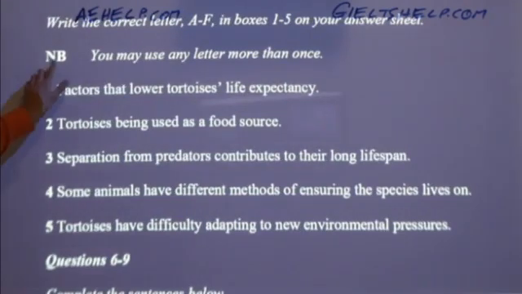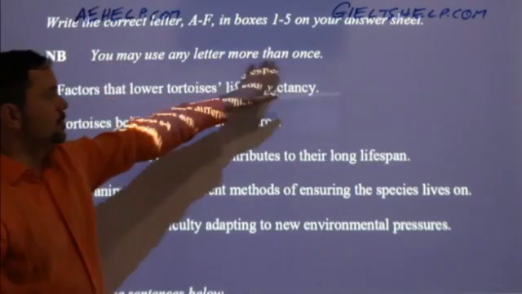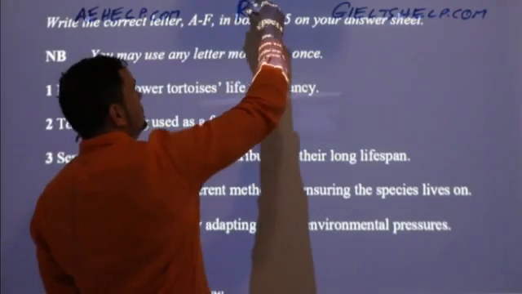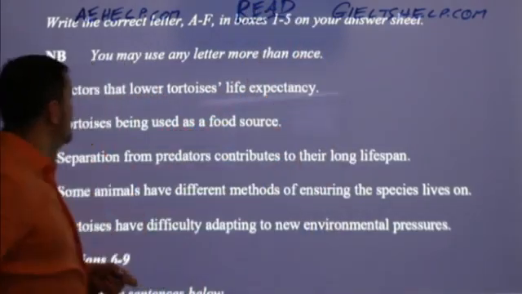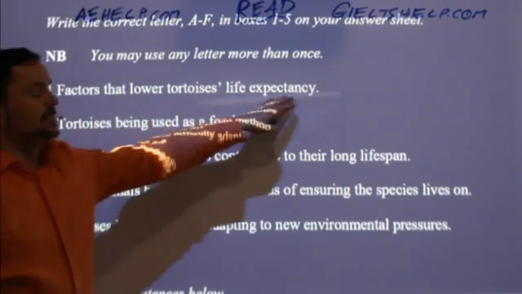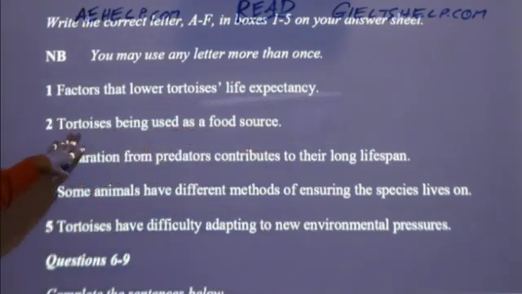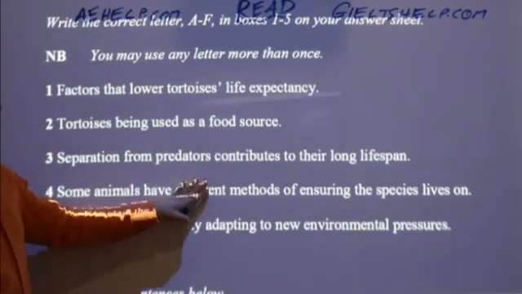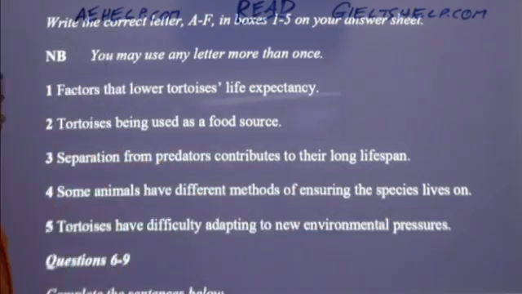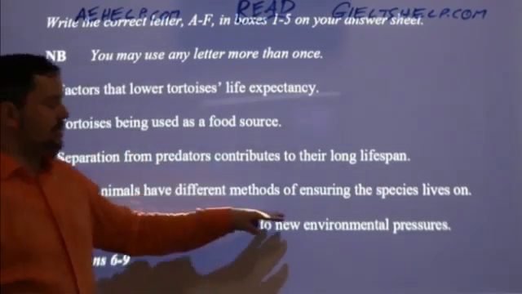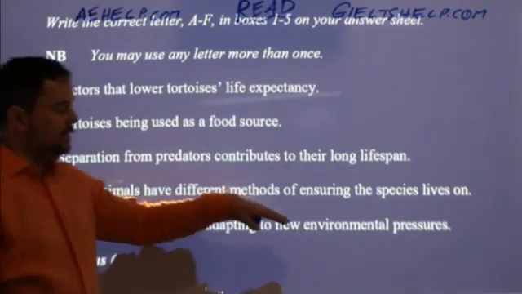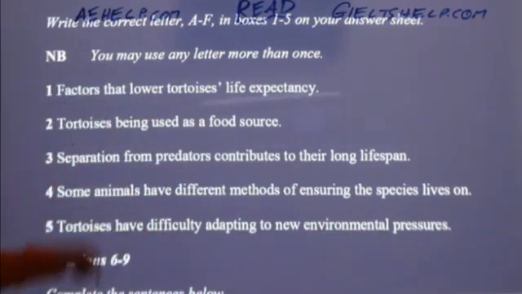Note by the way, you can use any letter more than once. Let's read these together, okay? This is a reading class, so read with me, students. All right, read with me. Factors that lower tortoises' life expectancy. Tortoises being used as a food source. Separation from predators contributes to their long lifespan. Some animals have different methods of ensuring the species lives on. Tortoises have difficulty adapting to new pressures. In your mind, paraphrase these, okay?